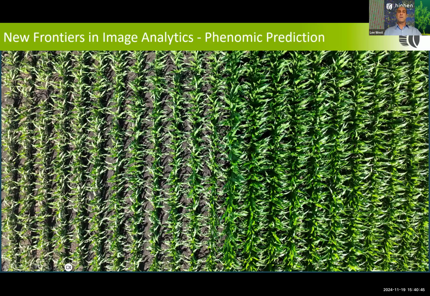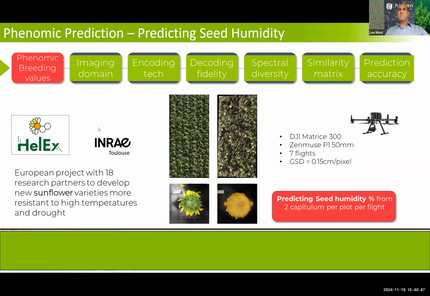So I'm going to really briefly talk about phenomic prediction because I'm not an expert in it, but I think it's important for this community. Phenomic prediction involves estimating discrete traits from commonly measured traits through advanced data science methodology. This is HELEX, an EU project where we're looking at estimating seed moisture using phenomic prediction models from raw sensor data collected with a drone and a high sensor.